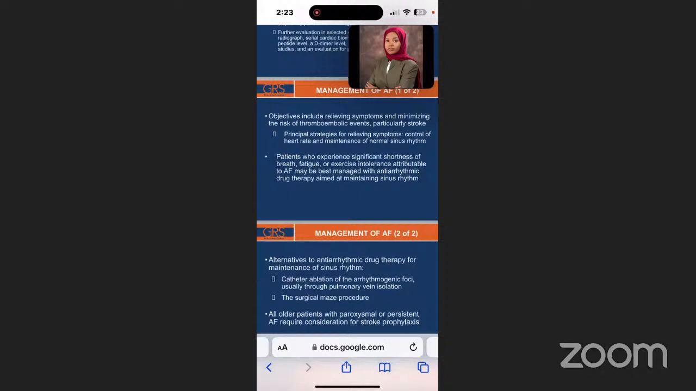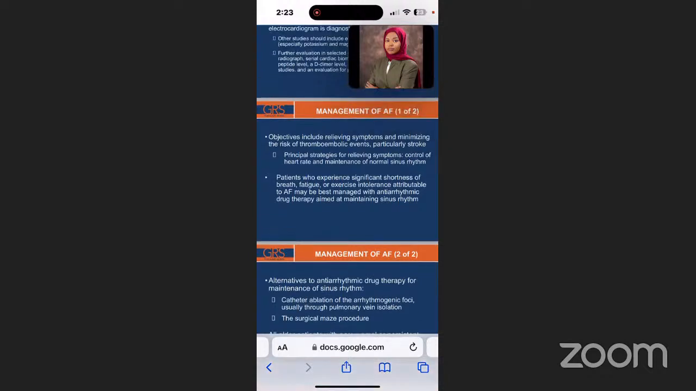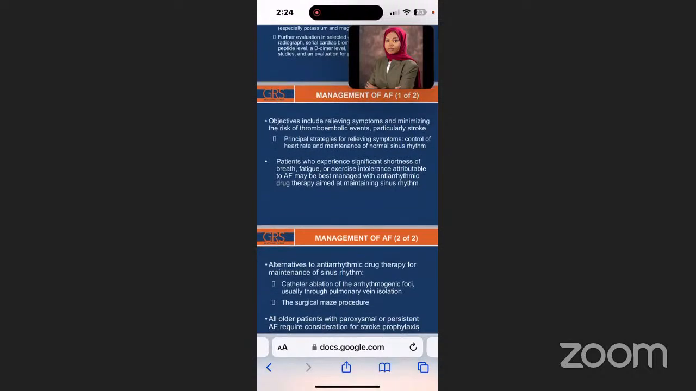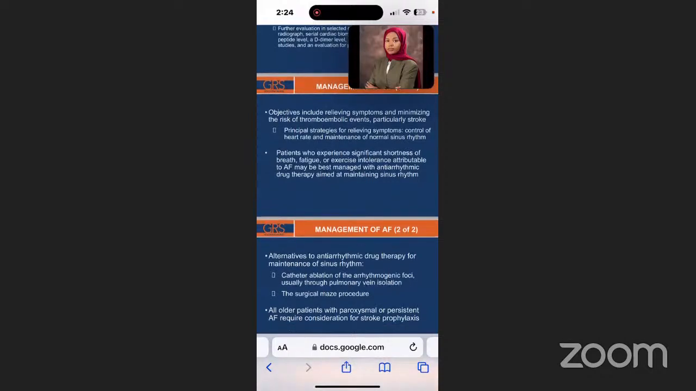What is the management of AFib? Objectives include relieving symptoms and minimizing the risk of thromboembolic events, particularly stroke. It is easy, I think, if we divide the patients into acute, if they present in less than 48 hours, or chronic, if presented for more than 48 hours. But to make it simple, the principal strategies for relieving symptoms are to control the heart rate or maintain the normal sinus rhythm. So we have rate control and rhythm control.